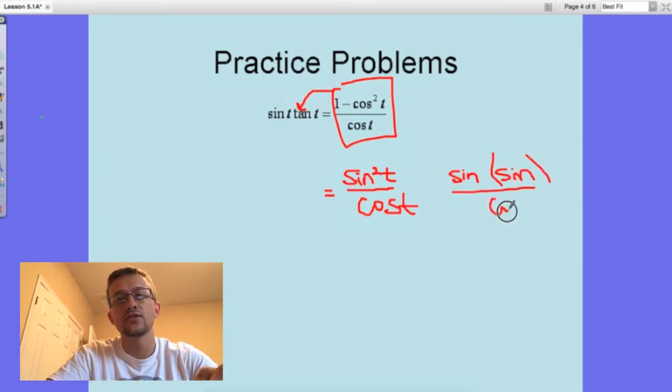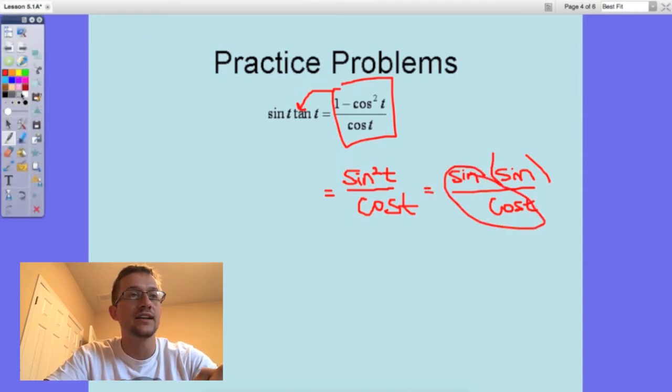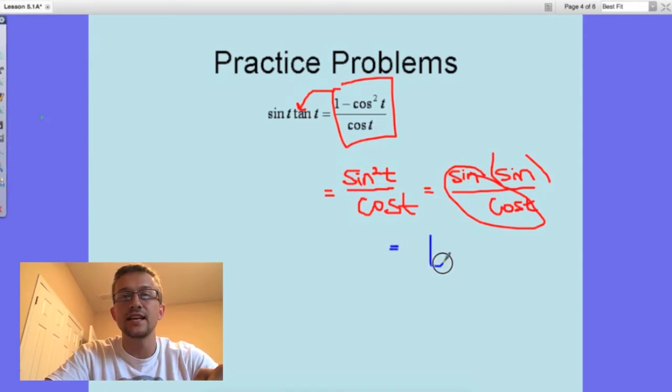Now, as we look over to the left-hand side, we notice that there's a tangent. And in our minds, we remember that tangent was sine over cosine. So we're going to take this one sine over cosine here, and transform that to tangent, leaving us with tangent of t. A lot of times I drop the t until the end. Notice I didn't put the t there, and that's okay. But tangent of t, sine of t as my answer.